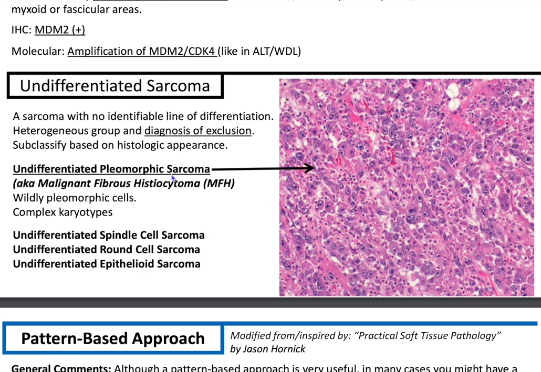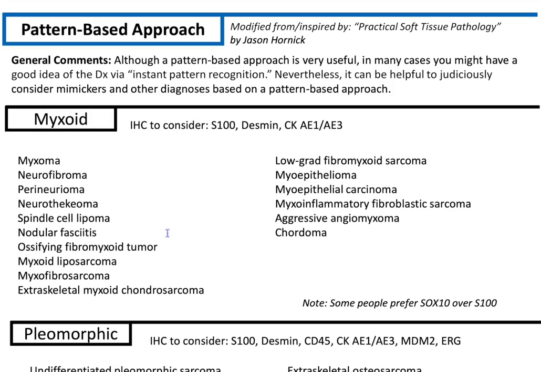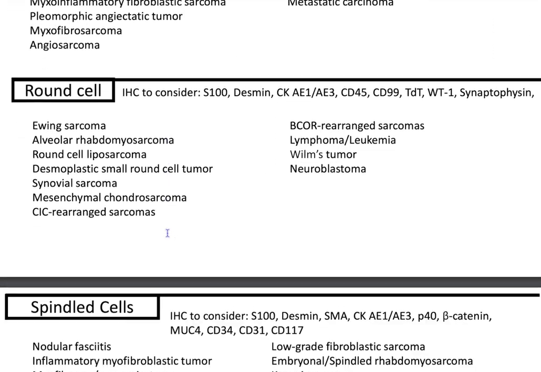Undifferentiated sarcoma, it's a diagnosis of exclusion and should not have identifiable line of differentiation. You can have your subtypes: undifferentiated pleomorphic sarcoma, undifferentiated spindle cell sarcoma, undifferentiated round cell sarcoma, undifferentiated epithelioid sarcoma. And here is your pattern-based approach, but I'll just leave this here for your own review.